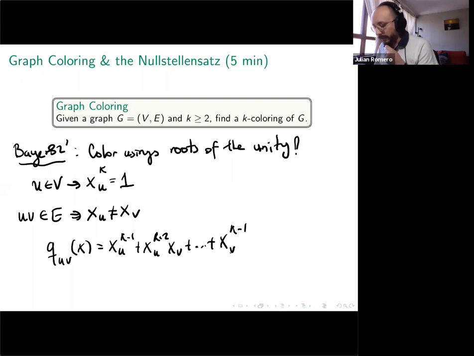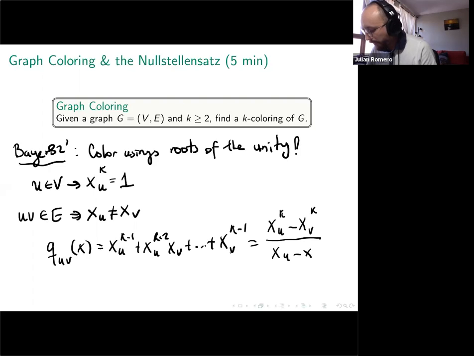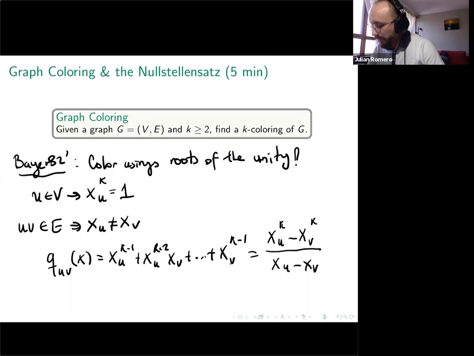Is this polynomial clear at least? What is this polynomial? The polynomial that I'm trying to write is xu to the k minus xv to the k, divided by xu minus xv. My claim is that these two are different, if they are roots of unity, if and only if q is equal to 0.